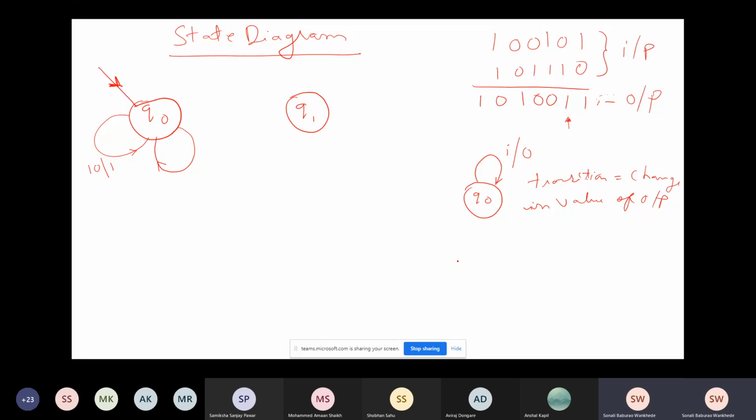These arrows are called the transitions. Transitions means change in the value. We also always require it to represent the input and output.